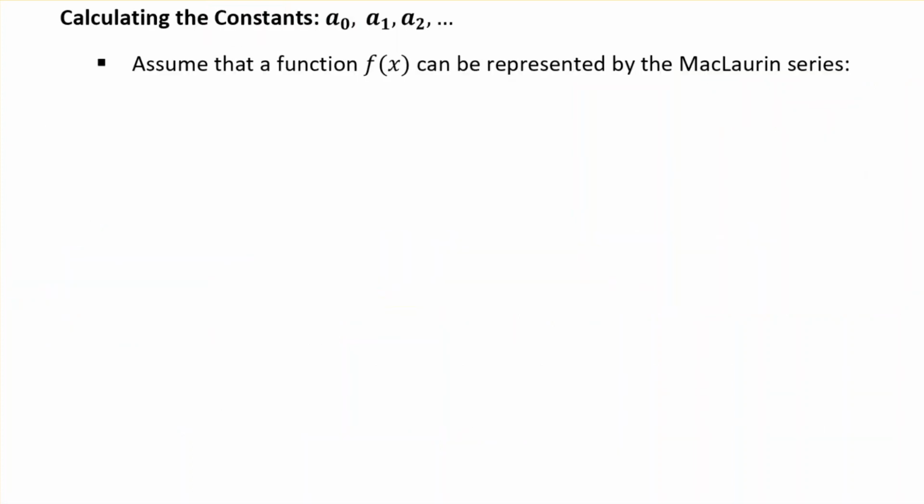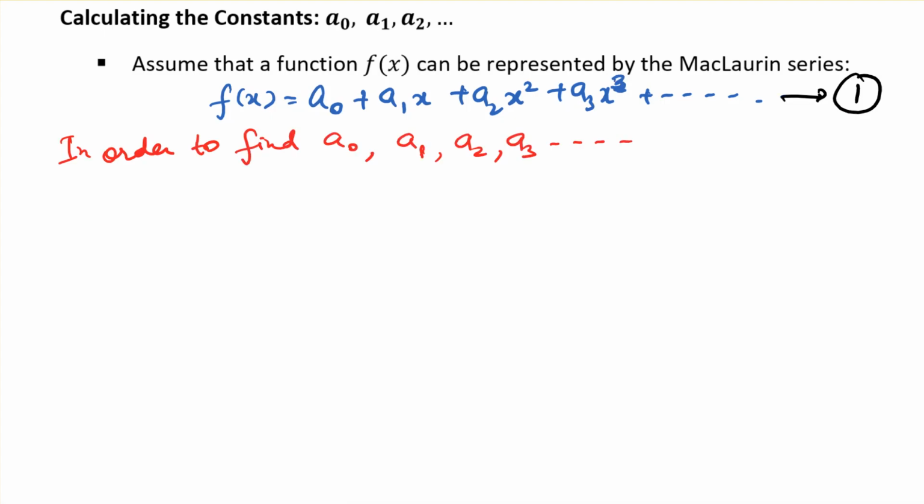So now we're going to discuss how we can calculate the constants. Let's say a function f(x) satisfies all the conditions, so it can be expressed as a Maclaurin series, and that means it can be expressed in the form a0 plus a1x plus a2x squared plus a3x cubed and so on. So we want to find the values of the constants a0, a1, a2, a3, etc.